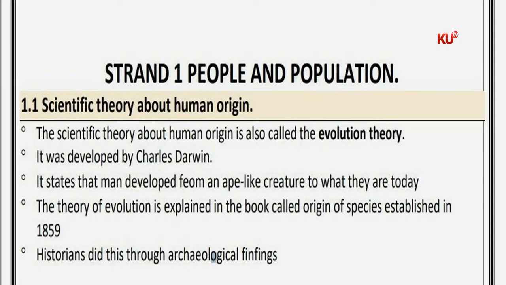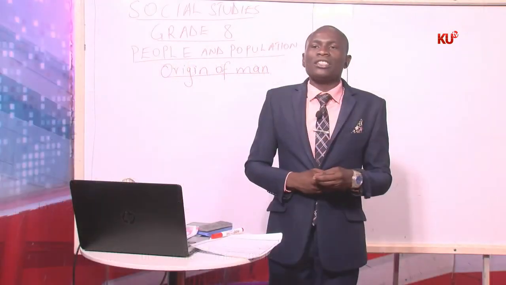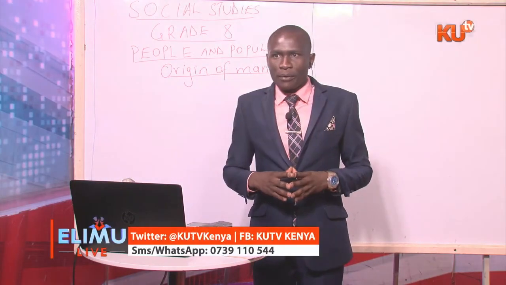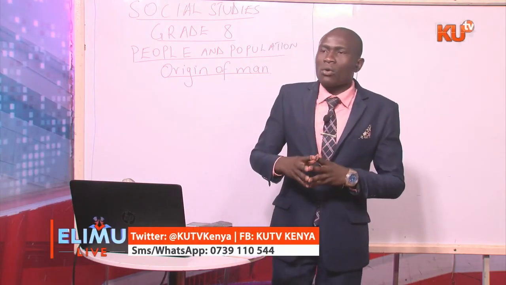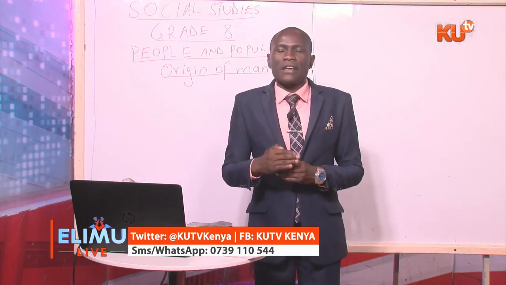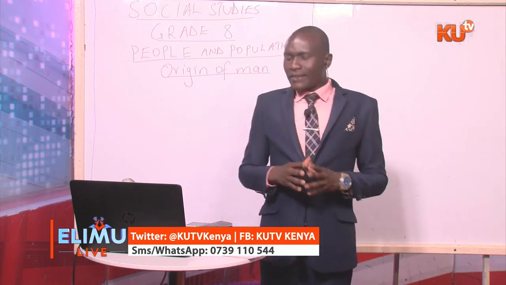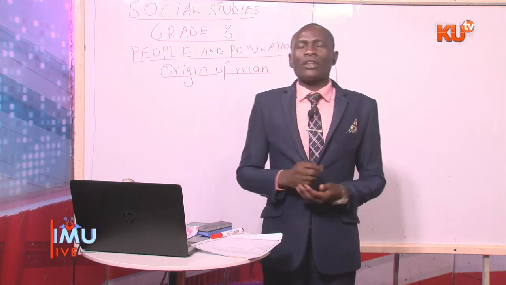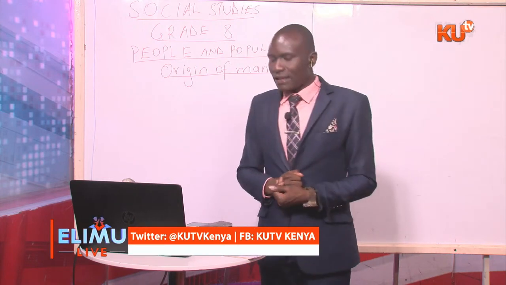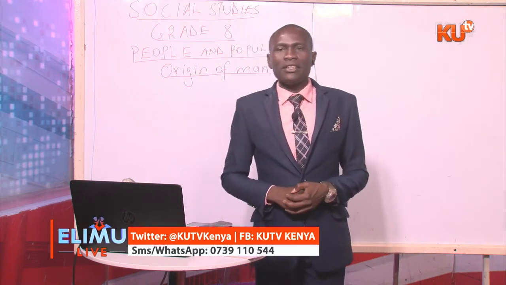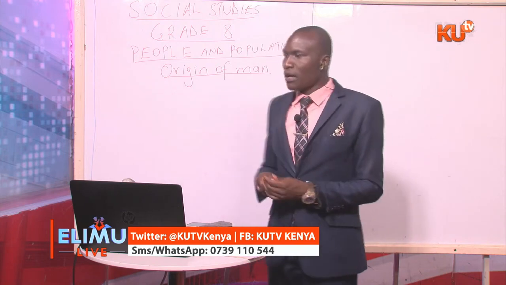And before that, we need to ask ourselves, what are some of the things we believe in as a community that the first person came from? And we'll be looking at several communities, how they believe their first person came from. Now, there are three theories that explain the origin of human beings.